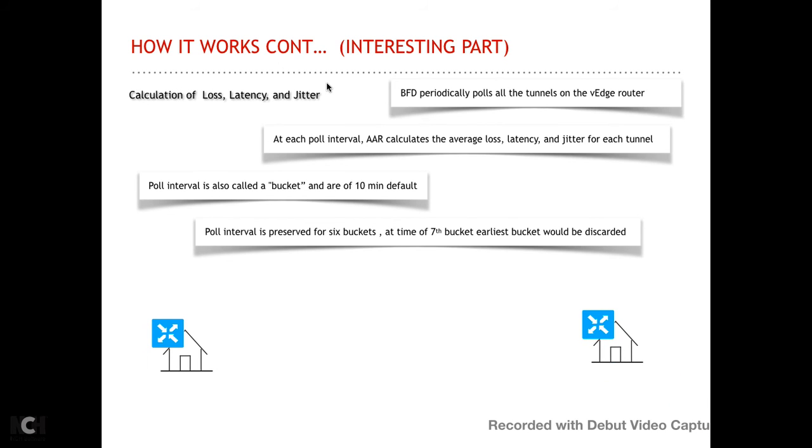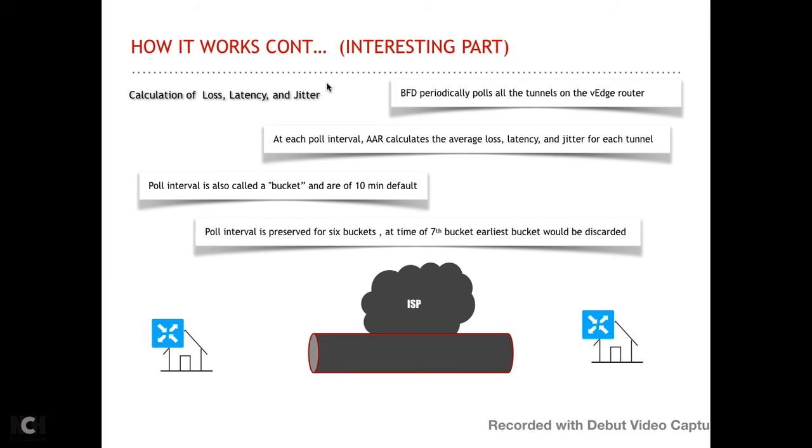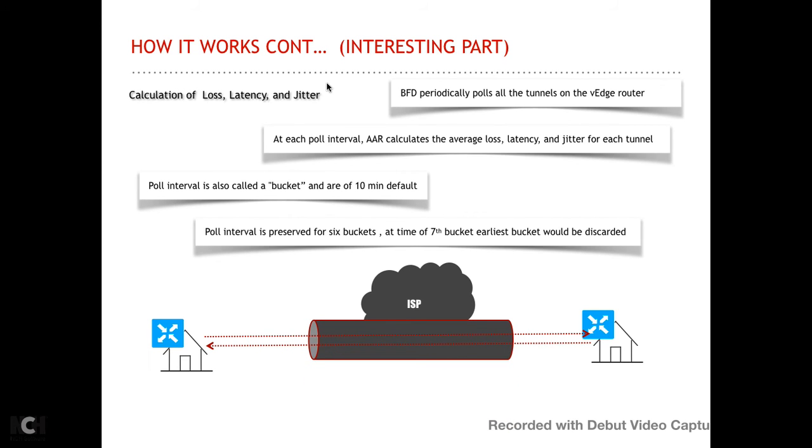Actually, you have two branches and you have some providers. Maybe I'm just taking one service provider here, and you have an IPsec tunnel. Then the magic starts. You get a BFD packet every 1 second. The BFD is going to and fro from your branch 1 to branch 2. Then it ends up in your poll interval, which is a logical bucket, right? So every 10 minutes one bucket is spawned, so you will get 10 BFD packets, right?